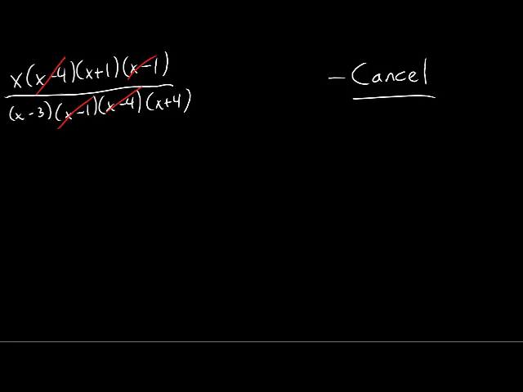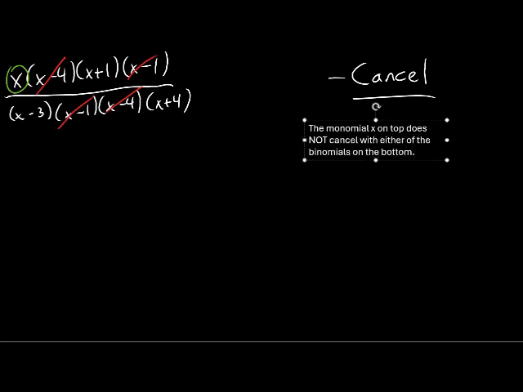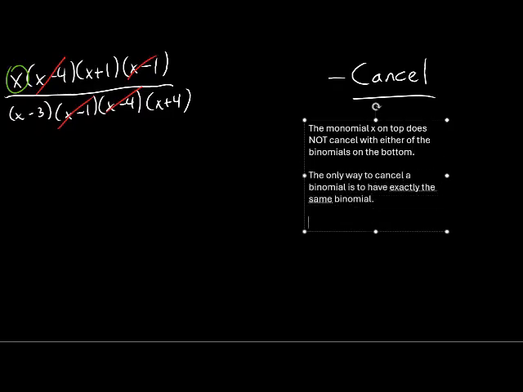And it's important to realize that this monomial x in the front will not cancel with either of the binomials on the bottom. The reason for this is because they have different numbers of terms. The only way you can cancel a binomial is by having exactly the same binomial. For the same reason, the only way we can cancel that monomial x is by having another monomial x. A binomial x will not fit.